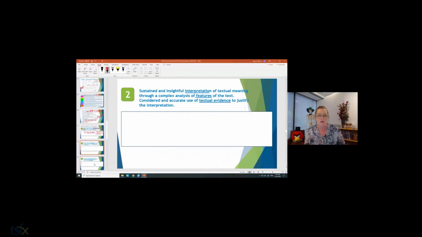It's not. Okay, you need to have a look at the features of a text. Okay, so understand a text is a construction. Okay, so this is about textual evidence. Okay, and this relies on you understanding the broad range of features of a text.